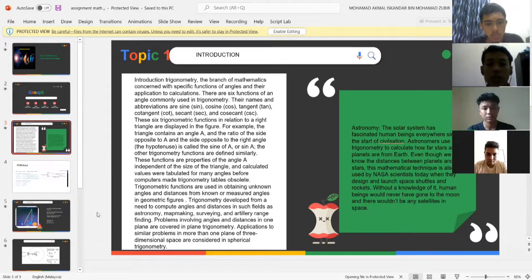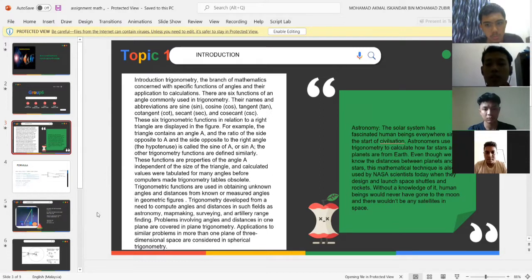Trigonometry developed from a need to compute angles and distances in such fields as astronomy, mapmaking, surveying, and artillery range finding. Problems involving angles and distances in one plane are covered in plane trigonometry. Application to similar problems in more than one plane of three-dimensional space is considered in spherical trigonometry.